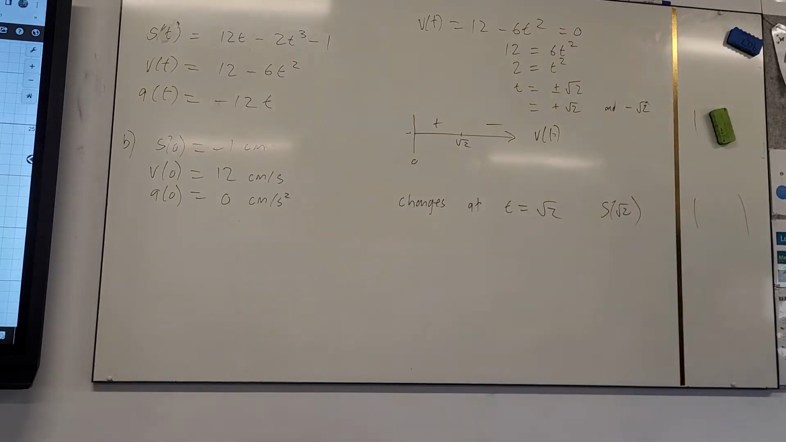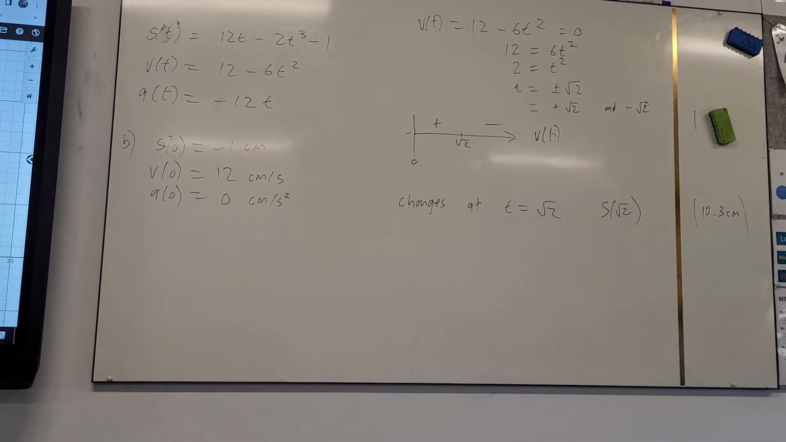All right, I'm going to bring the function up here quickly, and I'll just use the calculator to solve for the values. 12x - 2x^3 - 1, and we're interested when x is the square root of 2. What's the y value? 10.3. So its position is 10.3 centimetres to the right of origin. That's where it is after root 2 seconds.